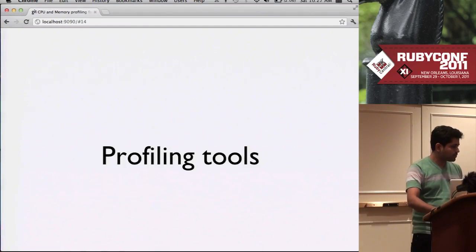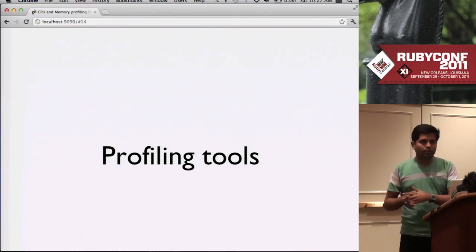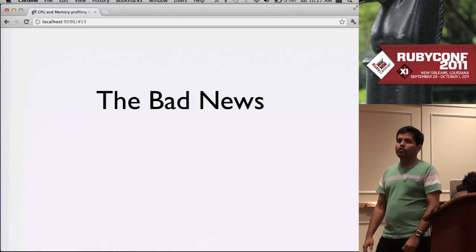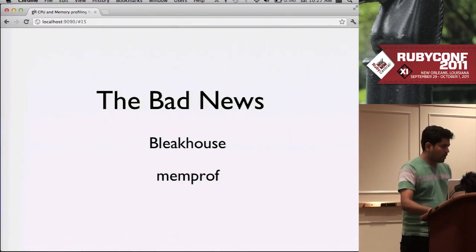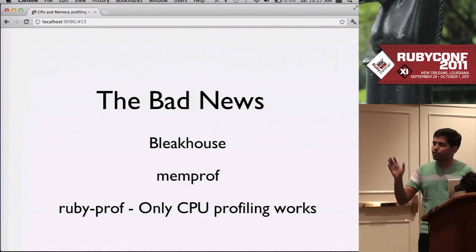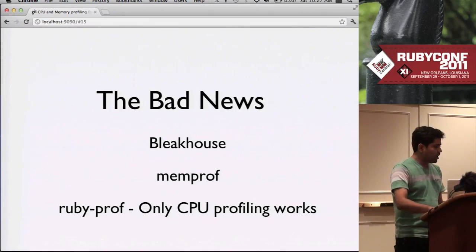We are going to talk about the profiling tools that are available today for Ruby 1.9. First, the bad news. The tools that you have been using for a while for profiling your Ruby 1.8 applications: Bleak House doesn't work on 1.9. Memprof doesn't work on 1.9. RubyProf, if you're using it for profiling, only CPU profiling works. So this is the bad news if you're writing a 1.9 application.